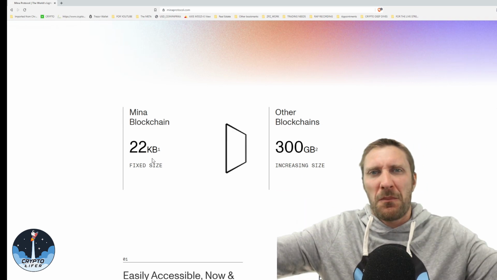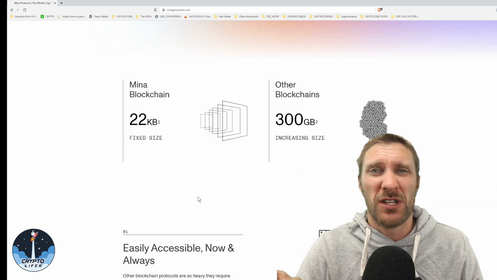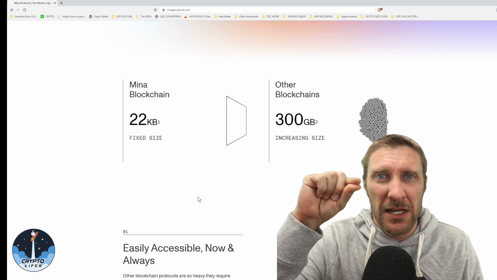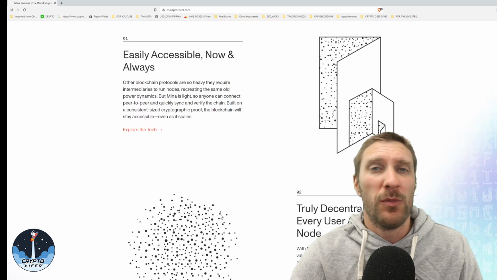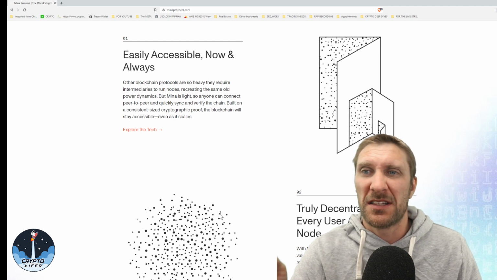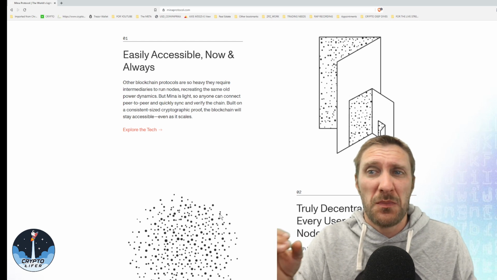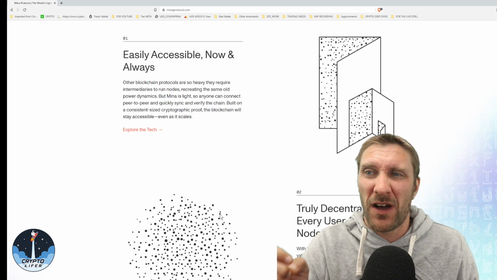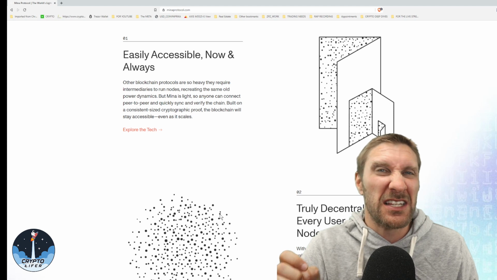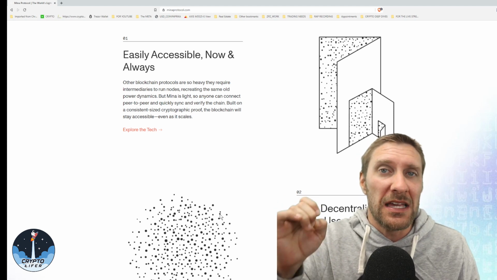You just add more pictures of what's happening. So through zero knowledge proof is how they're able to keep this blockchain teensy, weensy, weensy. It'll be easily accessible. Other blockchain protocols are so heavy, they require intermediaries to run the nodes, recreating the same old power dynamics. But Mina is light, so anyone can connect peer-to-peer and quickly sync and verify the chain. Built on consistent-sized cryptographic proof, the blockchain will stay accessible even as it scales.